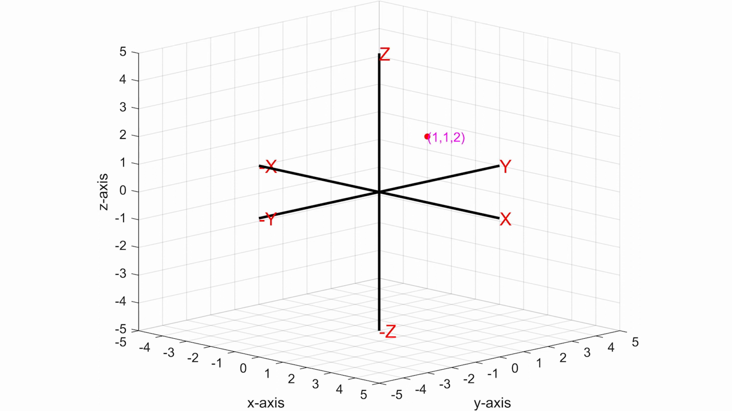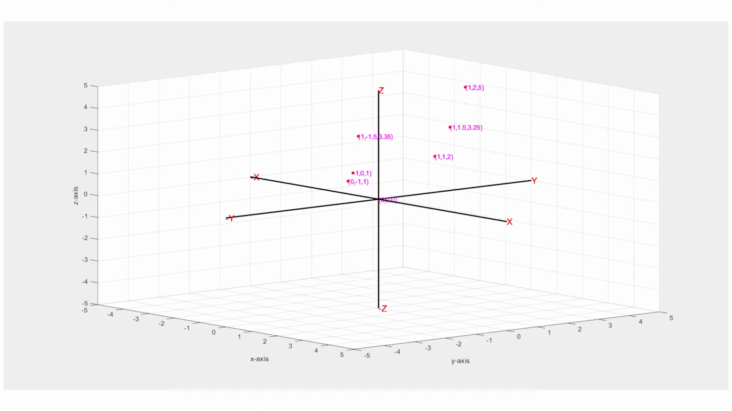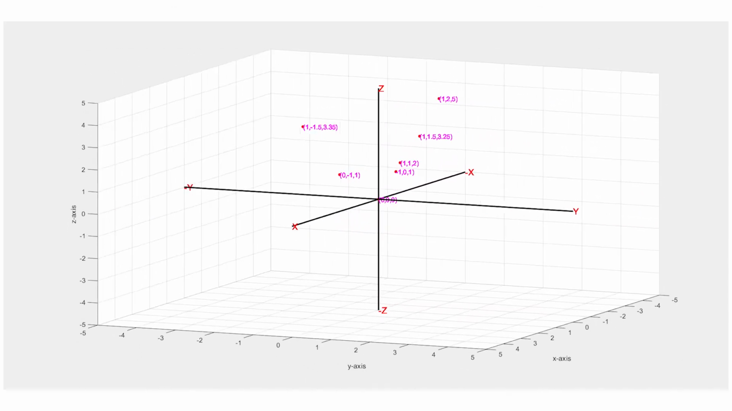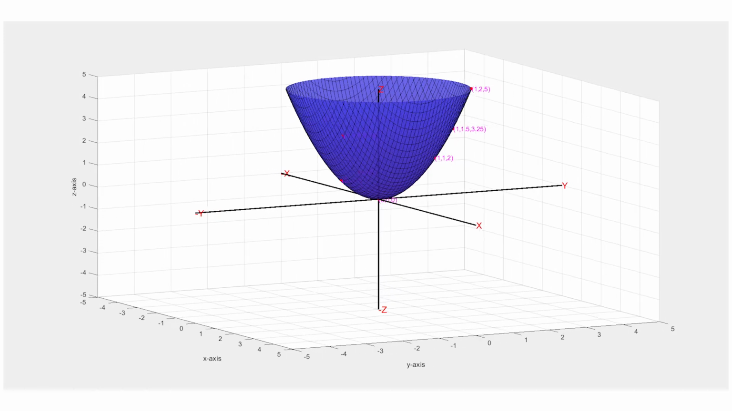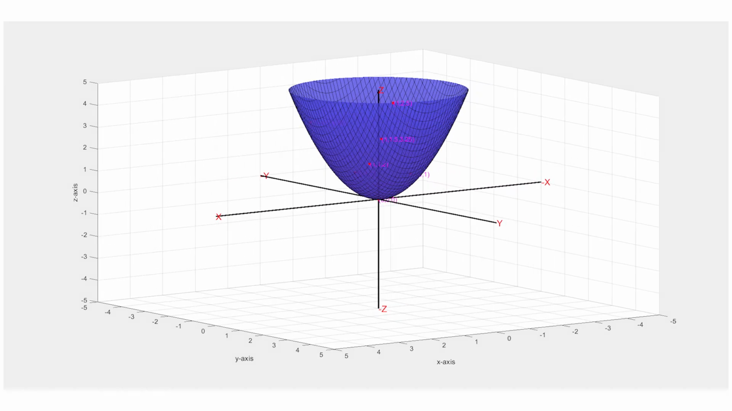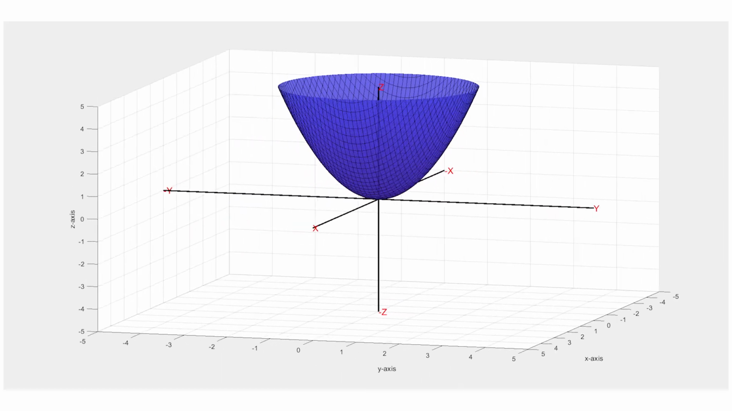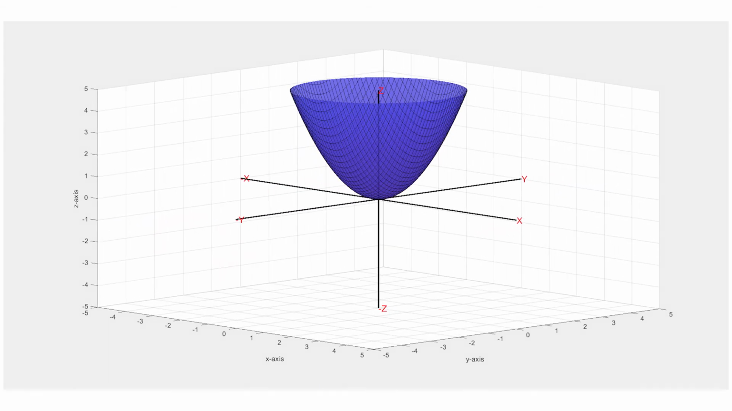Similarly, some other values of z for other domains are listed in this table as shown, and they are plotted in the graph as shown. If we take all possible sets of points on the xy plane, the plot of the graph looks like this. This is the three-dimensional plot of the two-variable function z equals x squared plus y squared. Similarly, other functions can be plotted. Here are a few examples.